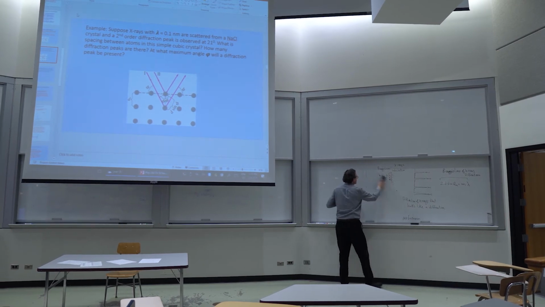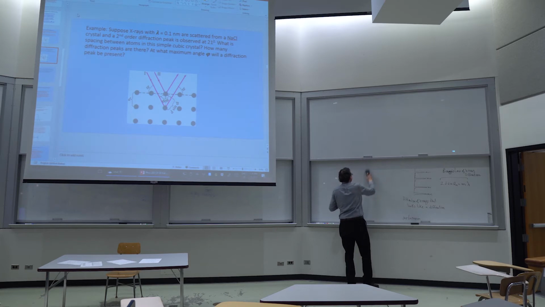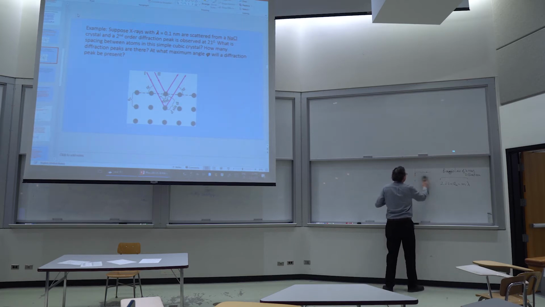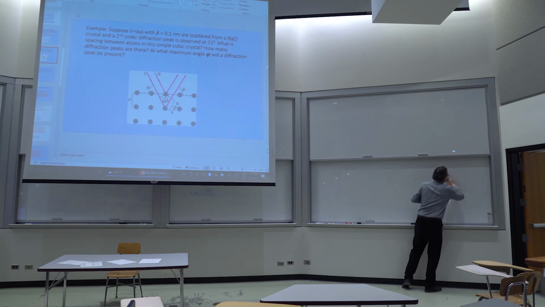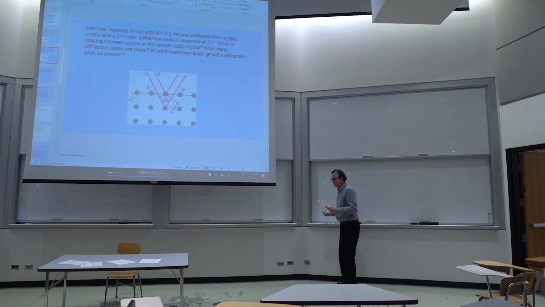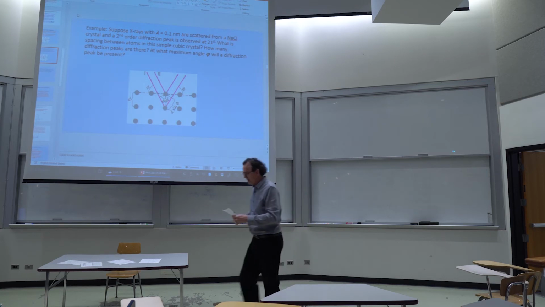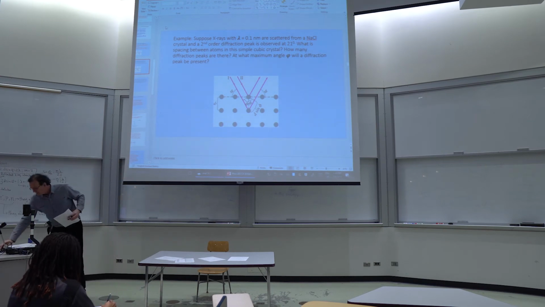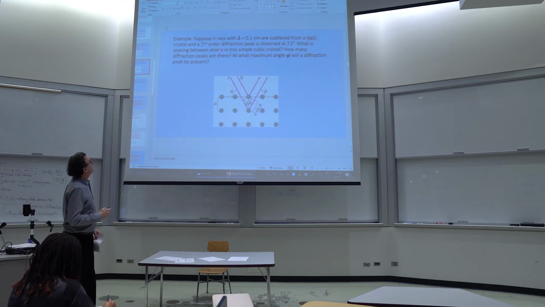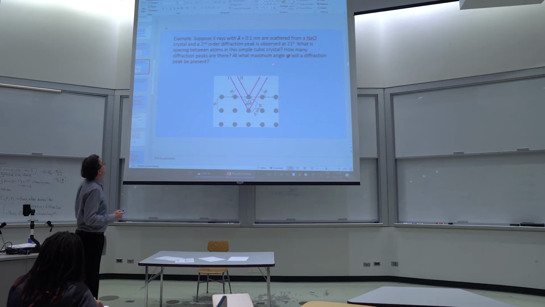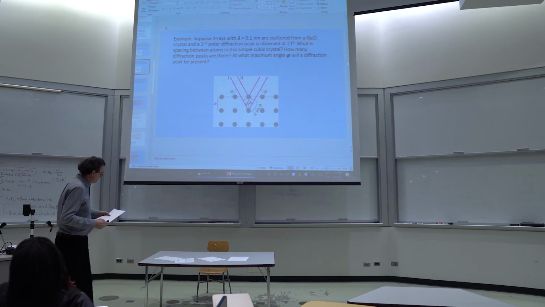So hopefully everybody gets the analogy here: crystals act like a diffraction grating, and X-rays act like waves. Okay, so let's read this problem here. Suppose that X-rays with lambda equal to 0.1 nanometer are scattered from a sodium chloride crystal. A second order diffraction peak is observed at some angle, we'll call it 21 degrees. What is the spacing between atoms in this simple cubic crystal?